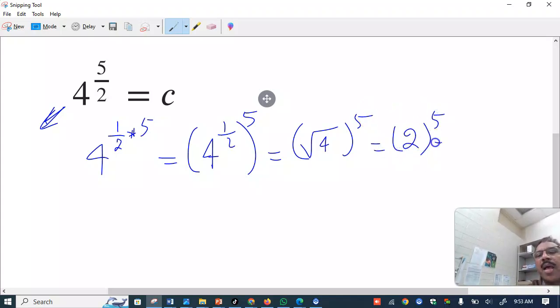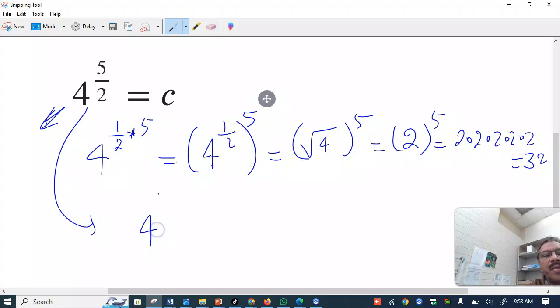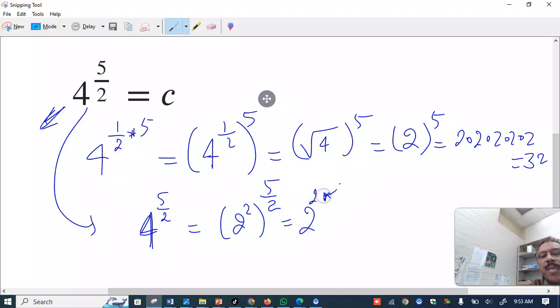So you get 2 raised to 5, which is if you multiply itself 5 times, you end up getting 32 and you're done. Another way to do this would have been, what about 4 raised to 5 by 2. We could write the 4 that you see here as 2 squared. Now this gives you straight away, you multiply the exponent, power of power, so this 2 crosses out, you get 2 raised to 5, and you will end up getting the same thing.